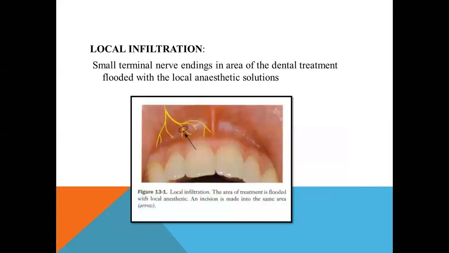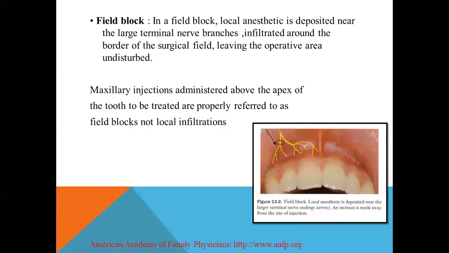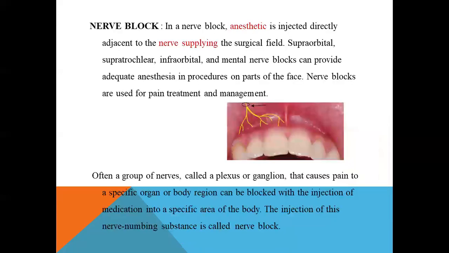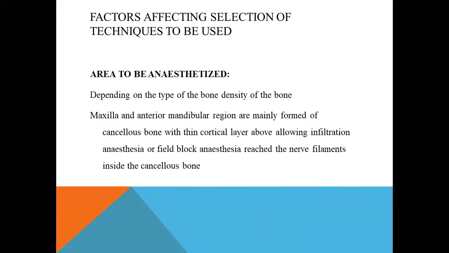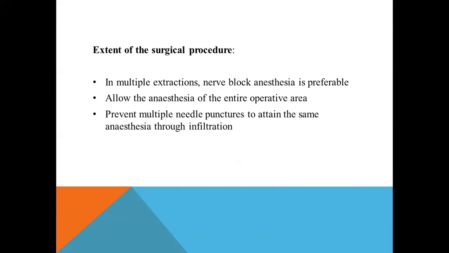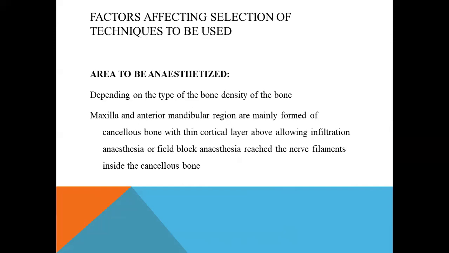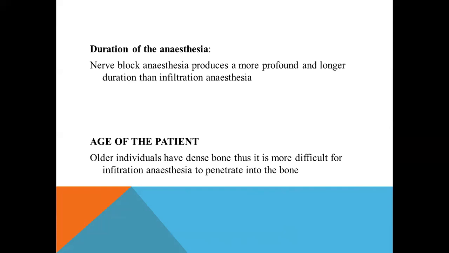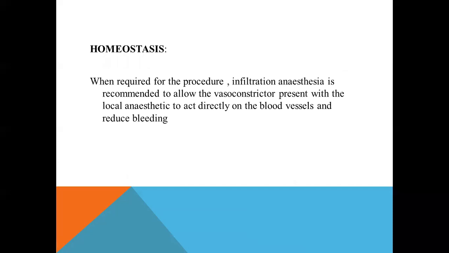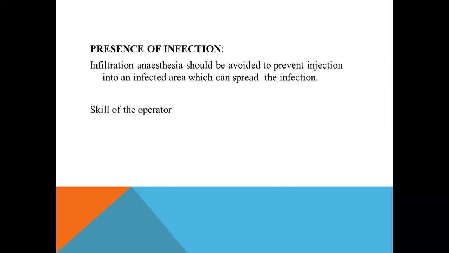Local infiltration is nothing but anesthetizing the small terminal nerve endings, whereas field block is for larger terminal nerve endings. Nerve block is injecting directly adjacent to the nerve supplying the field. Coming to the factors affecting the selection of the technique to be used: area to be anesthetized, extent of surgical procedure, duration of anesthesia, age of the patient, hemostasis, and the presence of infection.